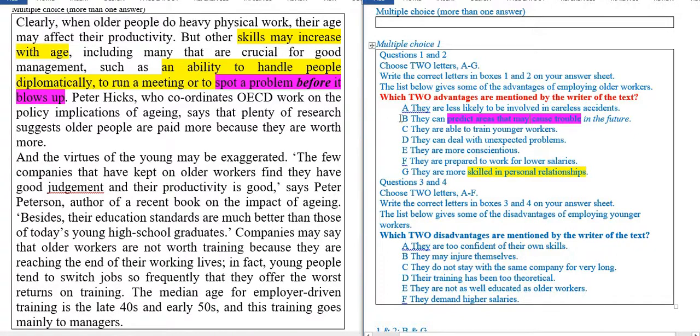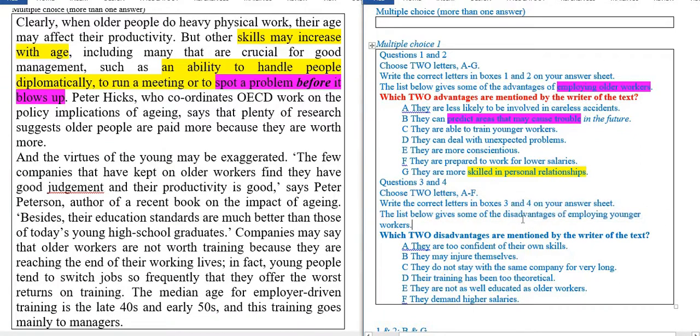So we can see they can predict. They means who? The older employees. Their skills increase with age. Some of the skills, for example, handle people diplomatically. So that is connected to more skilled in personal relationships. Then the second point, spot a problem before it blows up. Spot a problem, predict areas that may cause trouble. So you know, similar types of scenarios are there. Okay.